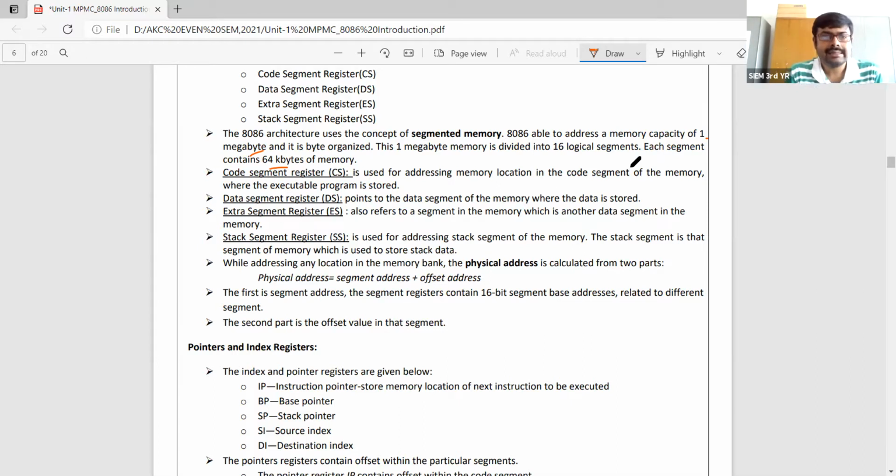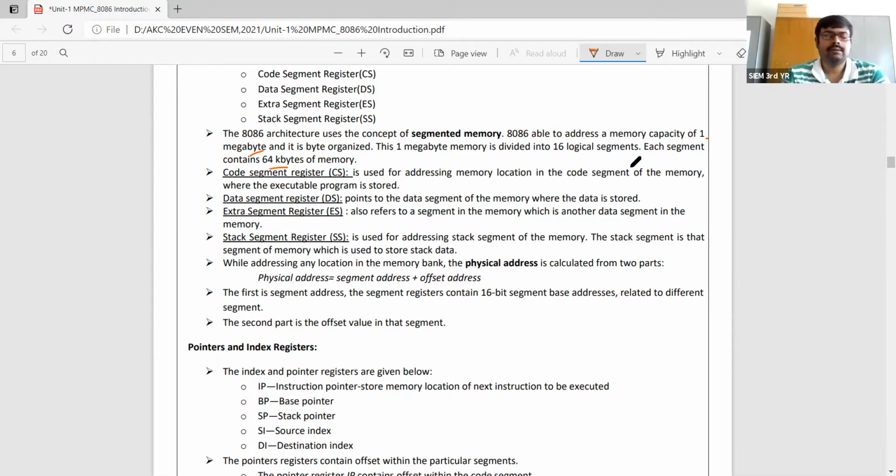I am again repeating. The CS, or the code segment register, is used for addressing memory locations in the code segment of the memory where the executable program is stored. That is the program that will be executed, that should be processed, or that should be stored in this particular location of the memory.